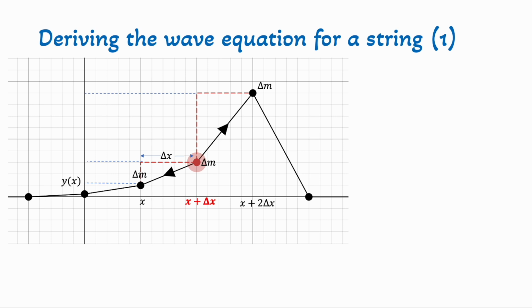Okay, they've also got y positions. So this is y of x, the value of y at x. The value of y at x plus delta x, so that's the value of y for our red highlighted mass, and the value of y at x plus 2 delta x. Okay, I'm going to label one more thing, which is angles.